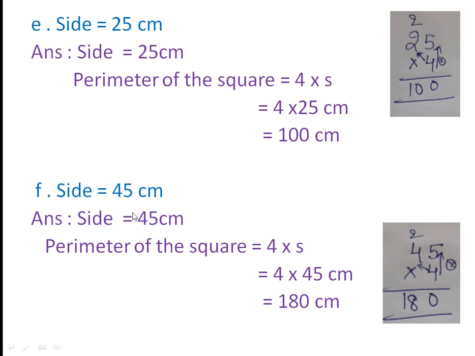Side is equal to 45 centimeters. Write down the statements like this. Side is equal to 45 centimeters. Perimeter of the square is equal to 4 multiplied with side. The side value is 45 centimeters, and multiplied, 45 fours are, see here, 4 fives are 20, 4 fours are 16 plus 2, 180. 180 centimeters is the answer for the perimeter of the square. Like this, we should solve the problems on perimeter of the square, perimeter of the rectangle also. These are all the textbook exercises.